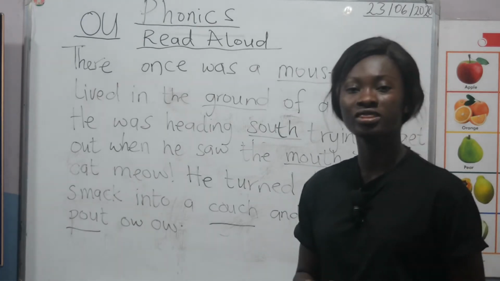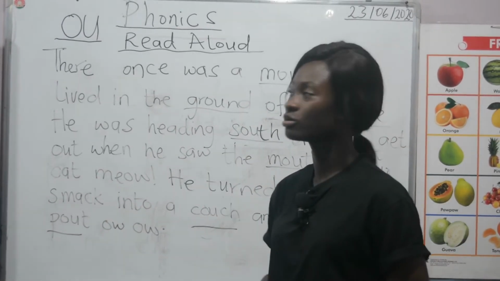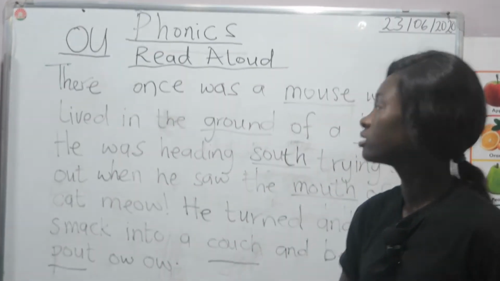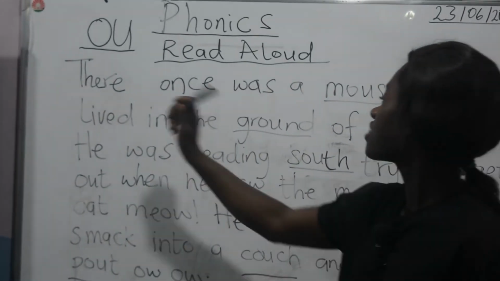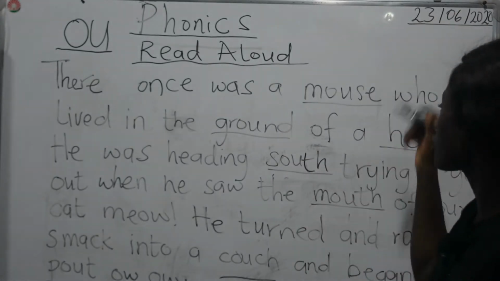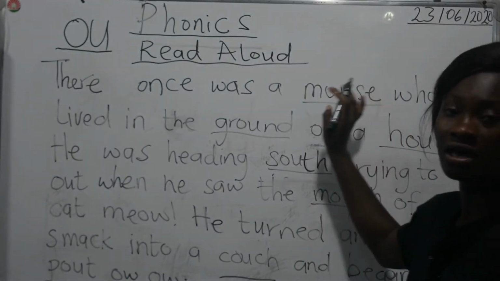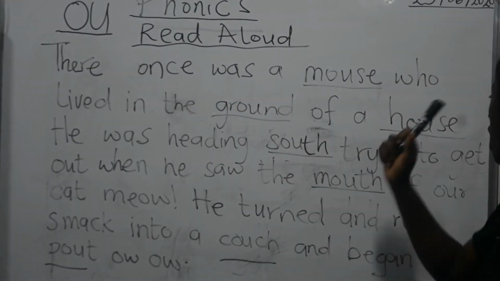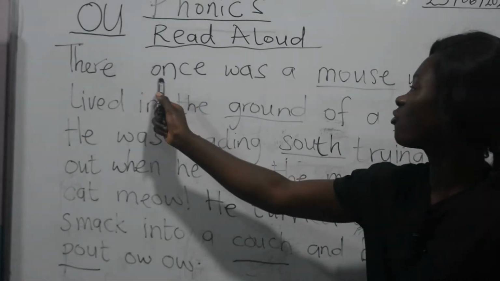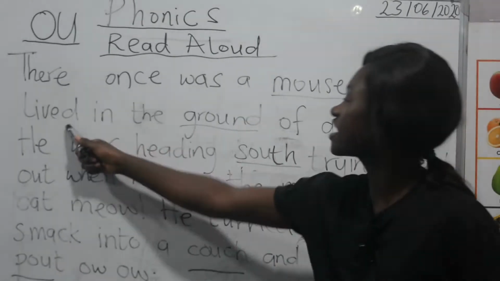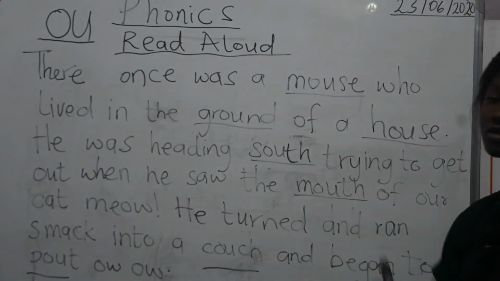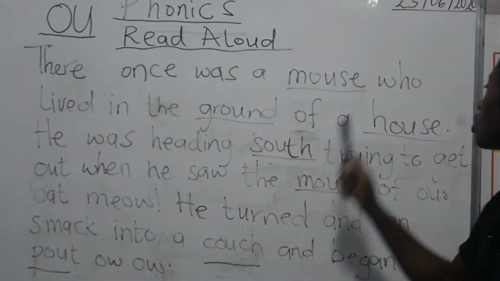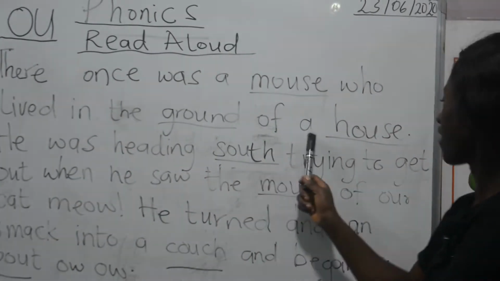Okay, so to continue, let's do some reading on ow. Read aloud. When I read it, you read it after me, okay? There once was a mouse. Now you can see that there is an ow sound here. There once was a mouse who lived in the ground of a house. All right, let's go. There once was a mouse who lived in the ground of a house. Let's go one last time.